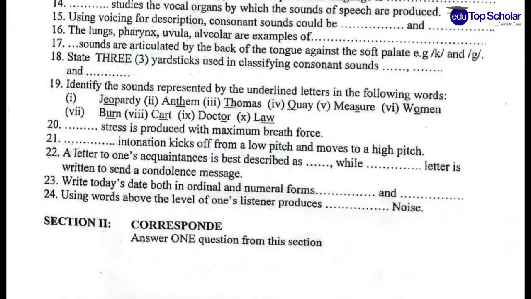Okay, number 24. Using words above the level of one's listener produces dash noise. That is a type of noise. So there are four major types of noise: physical noise, physiological noise, psychological noise, and linguistic noise.